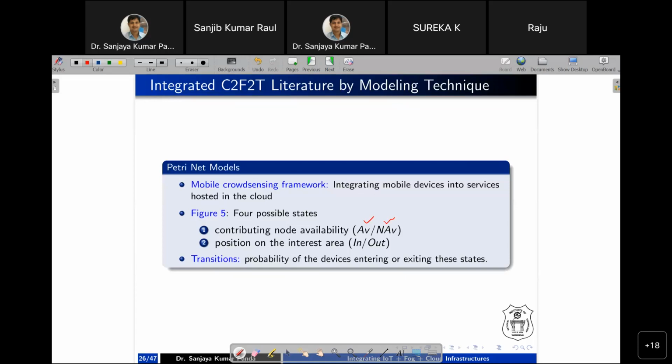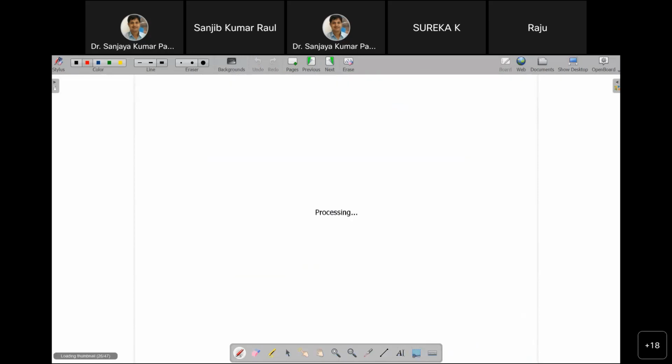You are assigning a particular job to that particular system. Then it is changing its state from available to not available. Similarly, there are two positions also we have considered. One is called in, another is called out. So they consider four possible states in order to design this Petri net model. So let us see that particular model.